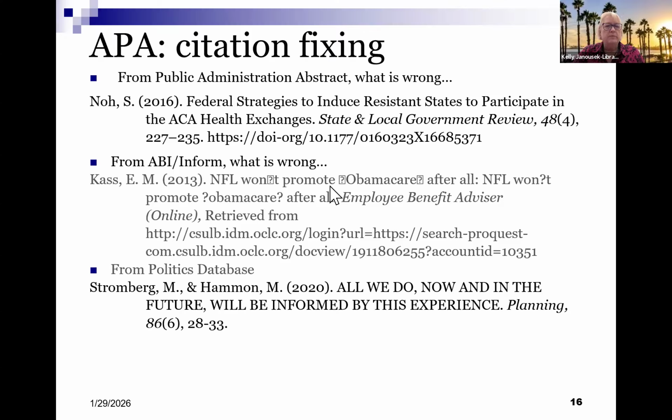What about the second one, the one from ABI Inform, other than the question marks instead of quotation marks or commas or whatever? DOI is correct. Remember, this is not a scholarly publication. Employer Benefit Advisor Online is a newsletter. So it's not got a DOI. Not in any way, shape, or form, not forever. Actually, the casing is pretty good, except Obamacare should be capitalized because it is an official name. But it's not bad. But it's not uncommon for them to throw you a DOI that doesn't exist in ABI Inform.